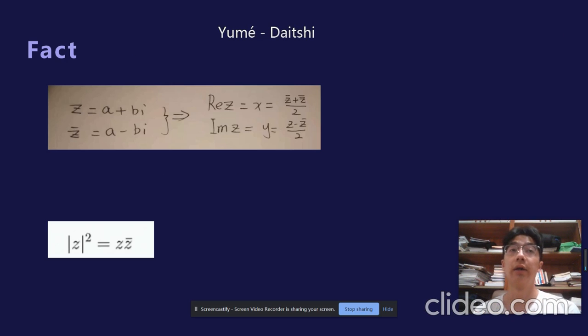Here's a fact: if z is equal to a plus bi, the z bar has a negative imaginary part, which is a minus bi. The real part of z, which is x, is equal to z plus z bar over 2, and the imaginary part of z, which is y, is equal to z minus z bar over 2. Here's another fact: the square of the absolute value of z is equal to z times z bar.